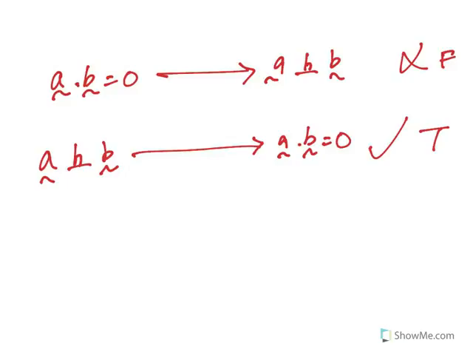Then A cross B is the cross product. If this one is A, this one is B, A cross B is like that. This is A cross B. It's a vector. A cross B is a vector.